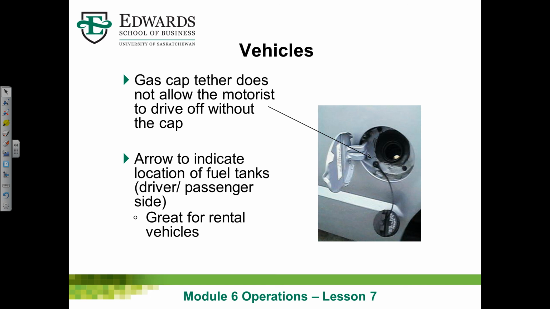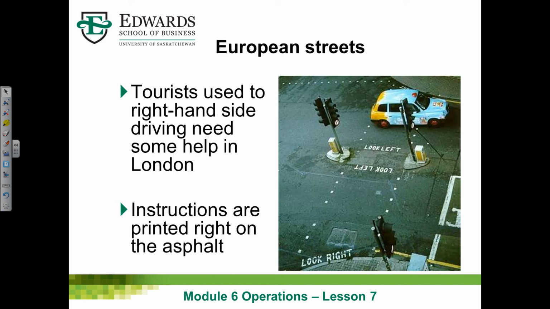Also, you might see on your vehicles, you should check this out the next time you get into your vehicle, see if there's an arrow on the display panel in front of you, right by the fuel tank, that might be a little arrow pointing to the left or the right. Basically, it's showing you the location of the fuel tank. I think that's a great thing for rental vehicles, because you get into a rental vehicle and you might have no idea where the fuel tank is, but that arrow is telling you that the fuel tank is either on the driver's side or the passenger side.